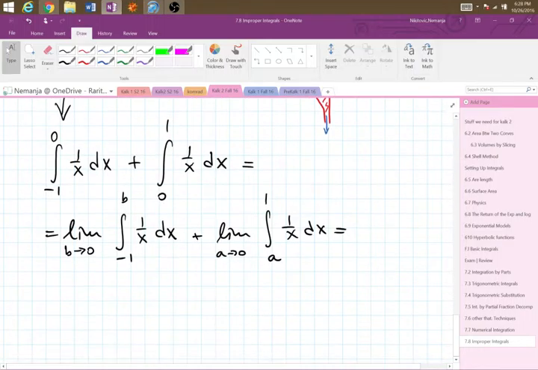What's the integral of 1 over x? ln x. Well, it's close, ln absolute x.